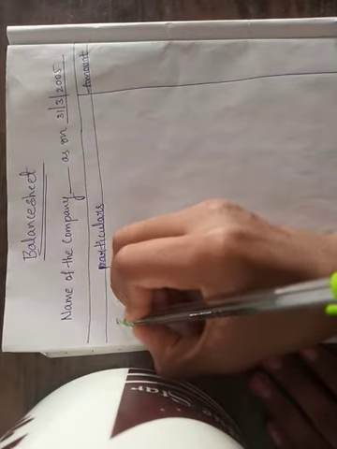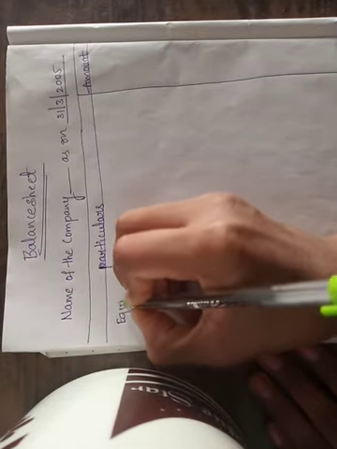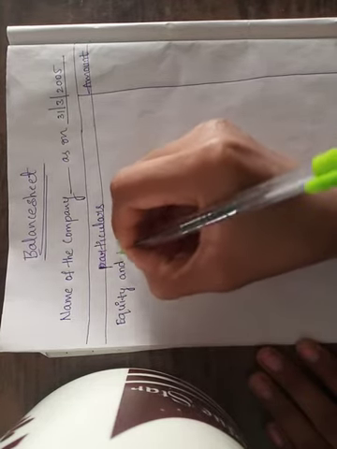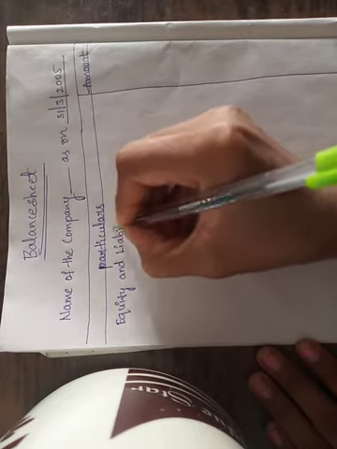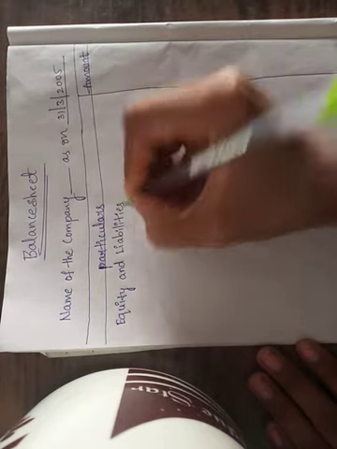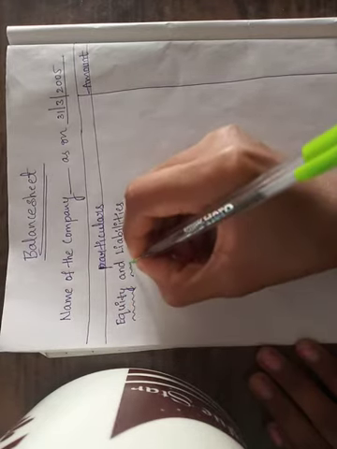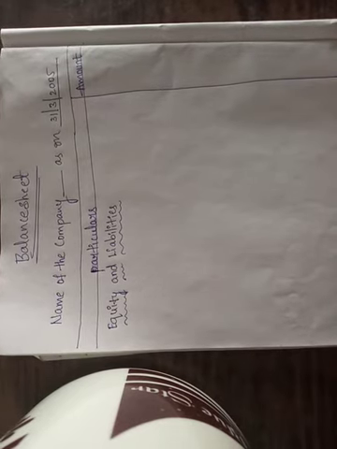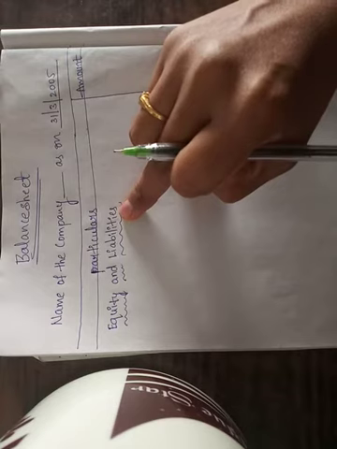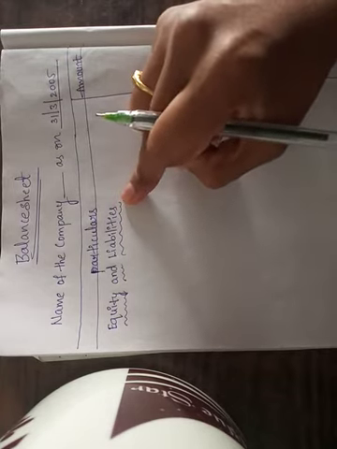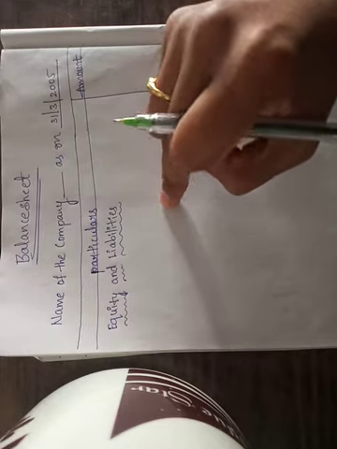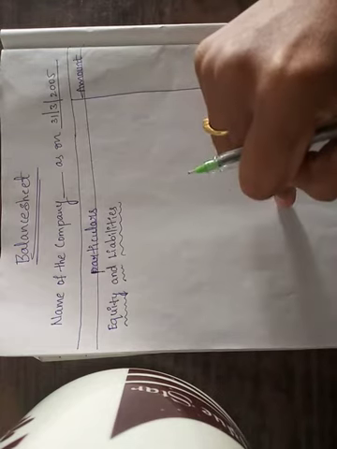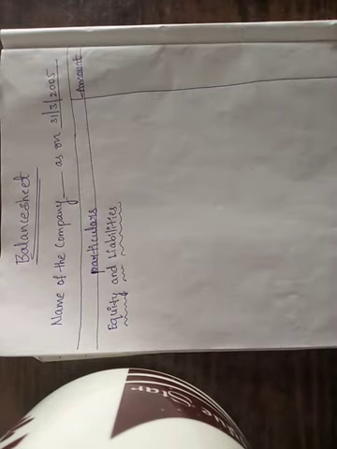First is equity. The main heading under this is equity and liabilities. Equity means capital, so first capital. Under this, liabilities will be divided into two types. One is long-term liabilities or non-current liabilities, and the other is short-term liabilities or current liabilities.